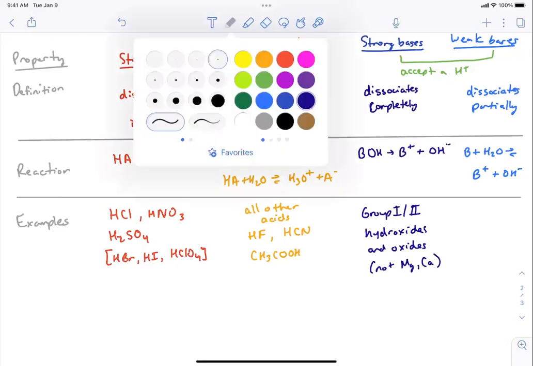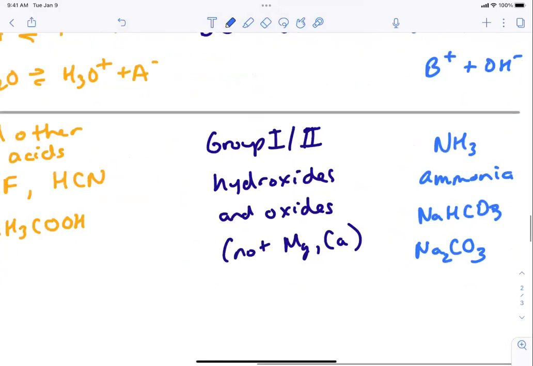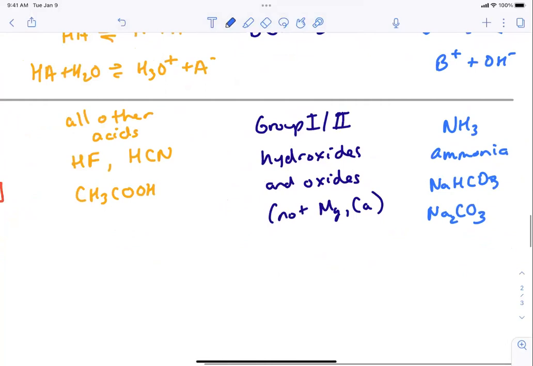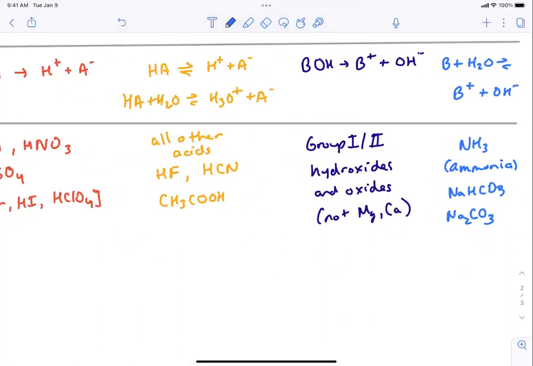Okay. The weak bases, usually what you have is really NH3, ammonia. That seems to be the most common weak base, but you can also include things like hydrogen carbonates and carbonates as well. So those are all classified as weak bases. They accept hydrogens, but not very well.